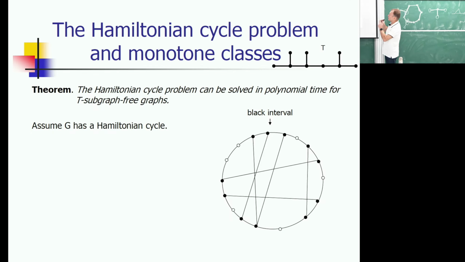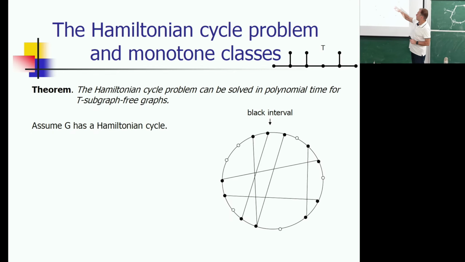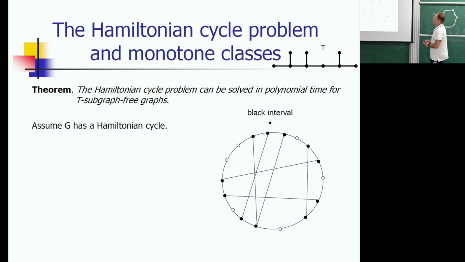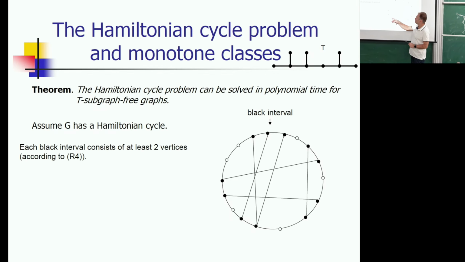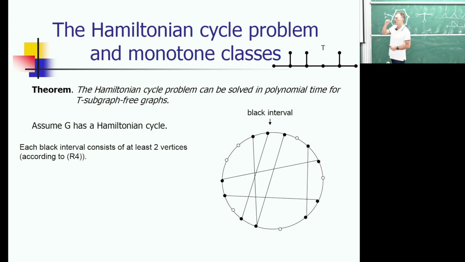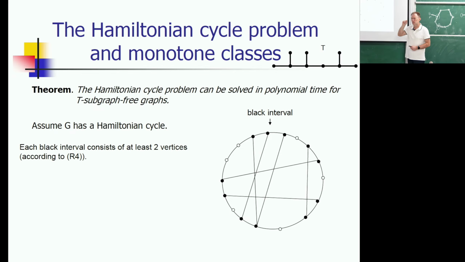Assume such a graph contains a Hamiltonian cycle. And we may assume that the graph is large enough, because otherwise we can solve the problem by brute force. Then on a Hamiltonian cycle, black vertices alternate with white vertices. I call a sequence of black vertices a black interval, and each black interval consists of at least 2 vertices. Because if it's a single black vertex, then we delete all other edges and make it white.